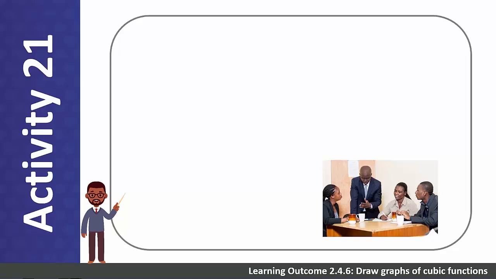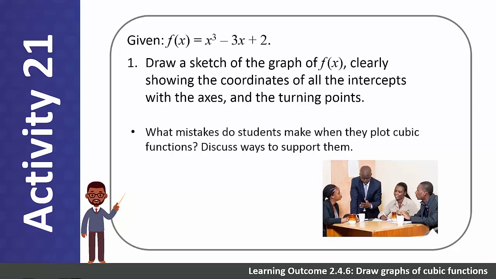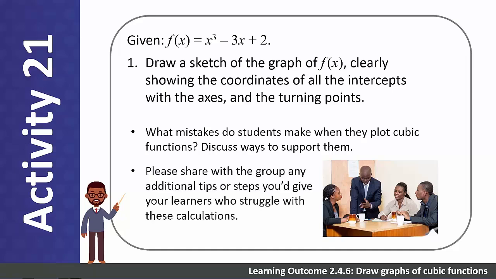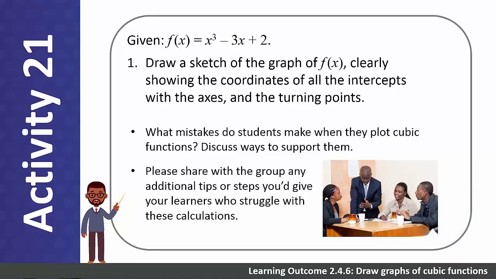Please work in small groups to do this activity. Draw a sketch of the graph of f of x, clearly showing the coordinates of all the intercepts with the axes and the turning points. What mistakes do students make when they plot cubic functions? Discuss ways to support them. Please share with the group any additional tips or steps that you'd give your learners who struggle with these calculations. Let's watch a video of the solution.